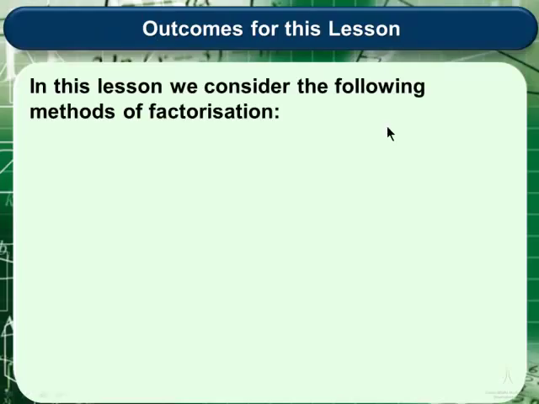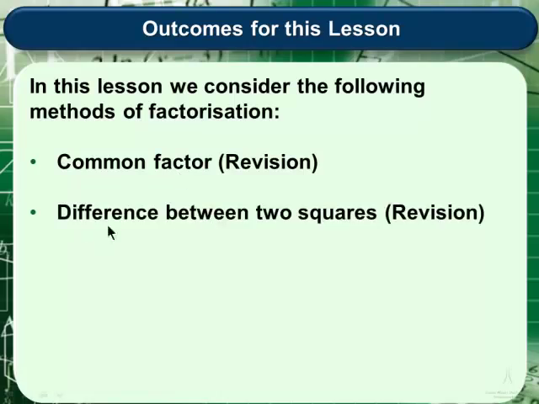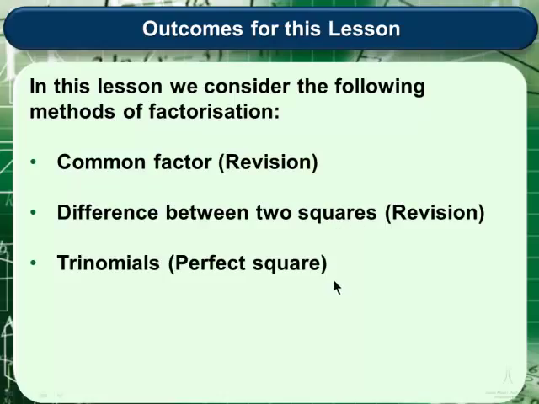To start off, let's have a look at the outcomes for this lesson. In this lesson, we consider the following methods of factorization. First of all, the common factor. This is just a revision from previous schoolwork that you should have done. Secondly, we look at the difference between two squares as a factorization technique. This is also revision. Thirdly, we look at factorization using trinomials. In particular, we look at the perfect square. And finally, we look at grouping as a method of factorization.